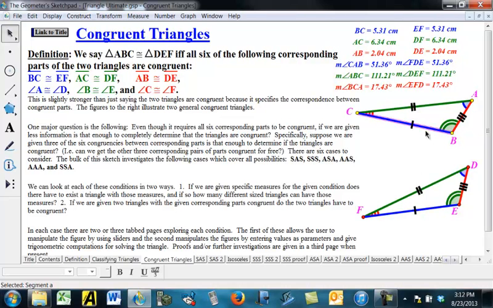Or what if we know all the sides? What if we know the 2 blue sides, the 2 green sides, and the 2 red sides are congruent in pairs? Is that enough to conclude that the angles are congruent? Or what if we know 2 angles and a side?